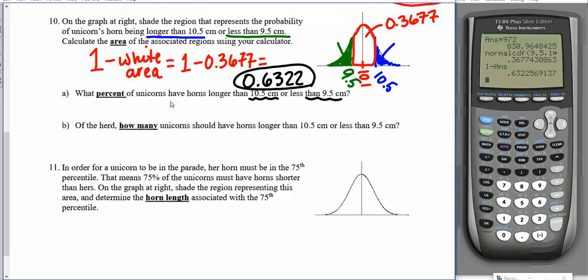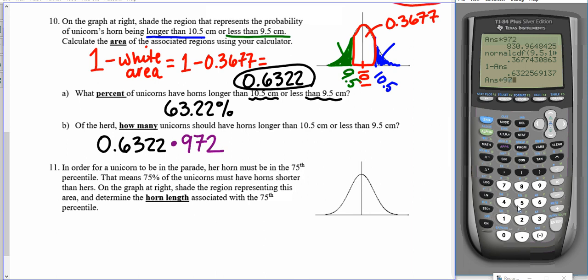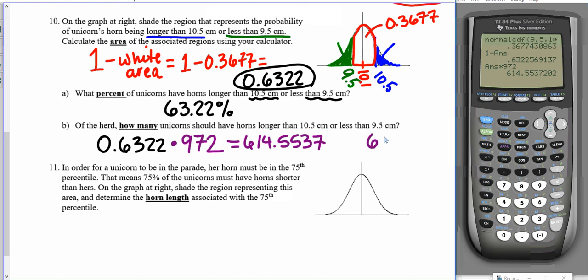So that would just move the decimal place over 2 places, 63.22%. And then they ask us how many unicorns, which would mean I would just multiply my probability times the size of the herd, which was 972, I believe. And that gives me 614.5537. Again, I'm going to write the number down to 4 decimal places, but I can't have a half a unicorn. So I could argue here to have 615 or 614. I would be okay with either one.